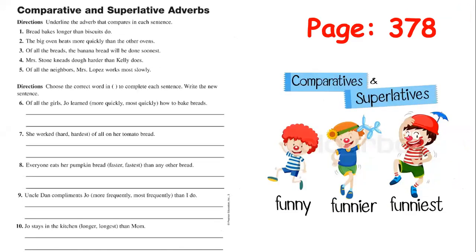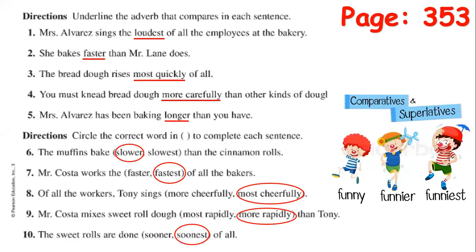Next page, 378. On the first exercise, underline. On the second exercise, choose the correct adverb and write only the adverb on the line, not the whole sentence. Write only the adverb, please. Good, excellent. 378. Are you still writing, Yaradai? Okay, I'll go back to the page. Now, if you finish, open 378.